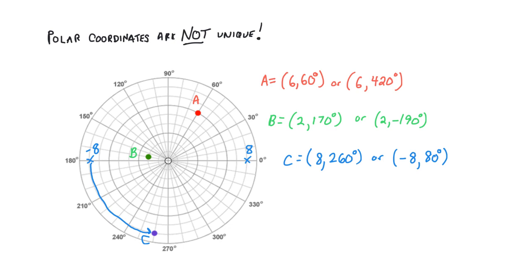So it's useful now, as you're getting into things, to also think about how you might be able to describe a point with a negative radius so that when it comes up later, it isn't so confusing.